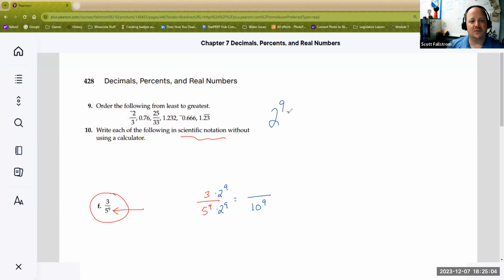2 to the 9th. But just remember, 2 to the 9th, what does it mean? It means 2 times 2 times 2 times 2 times 2, 9 times. Group it however you'd like. You could group it as 2 times 2, right? That's 2 squared. You could do that 4 times and have a 2 left over. So 2 times 2 is 4, 4 to the 4th power. You could do it that way.